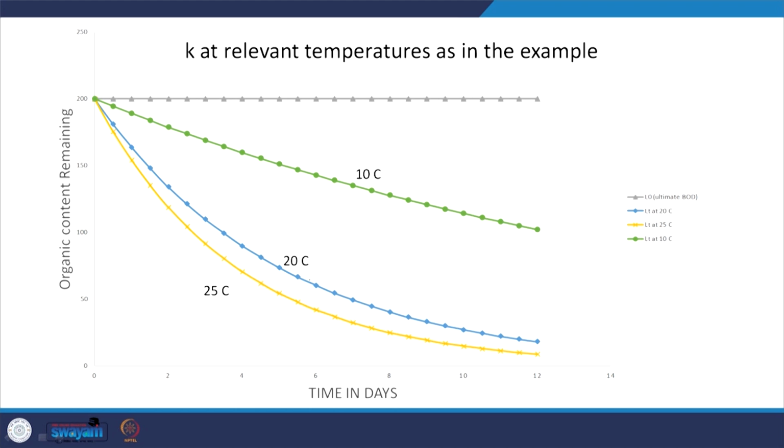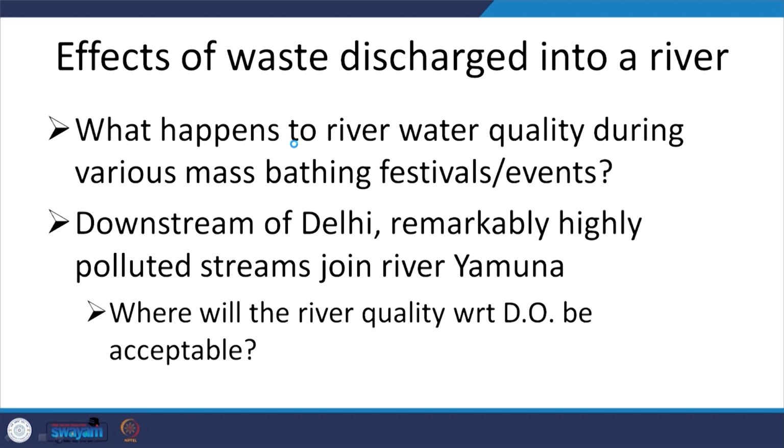So, if it is at 20 degrees or 25 degrees centigrade, within 5 days, let us say 50 by 200, a considerable fraction, I guess 75%, is consumed. But at 10 degrees centigrade, not much has been consumed, very little, and a lot of it is still remaining out here. Again, let me not spend more time looking at the same aspect.